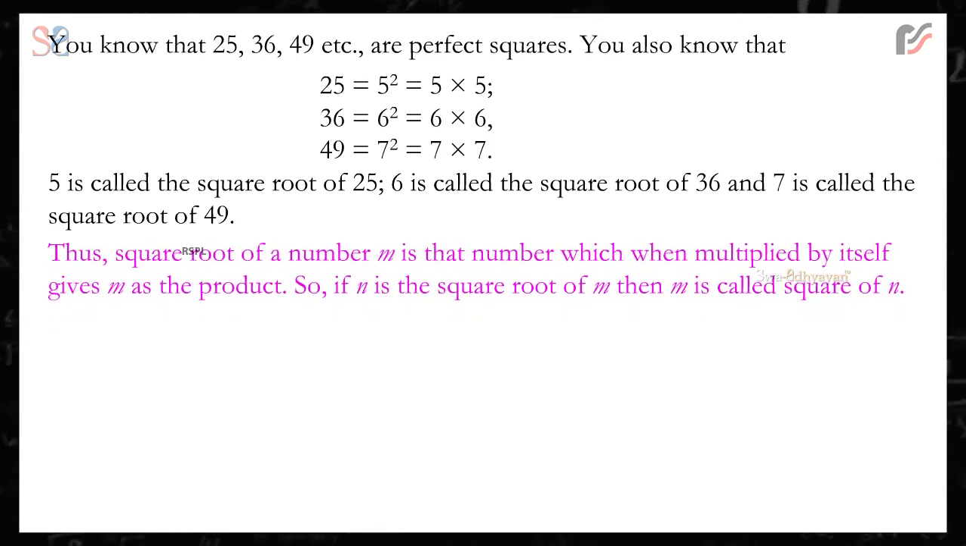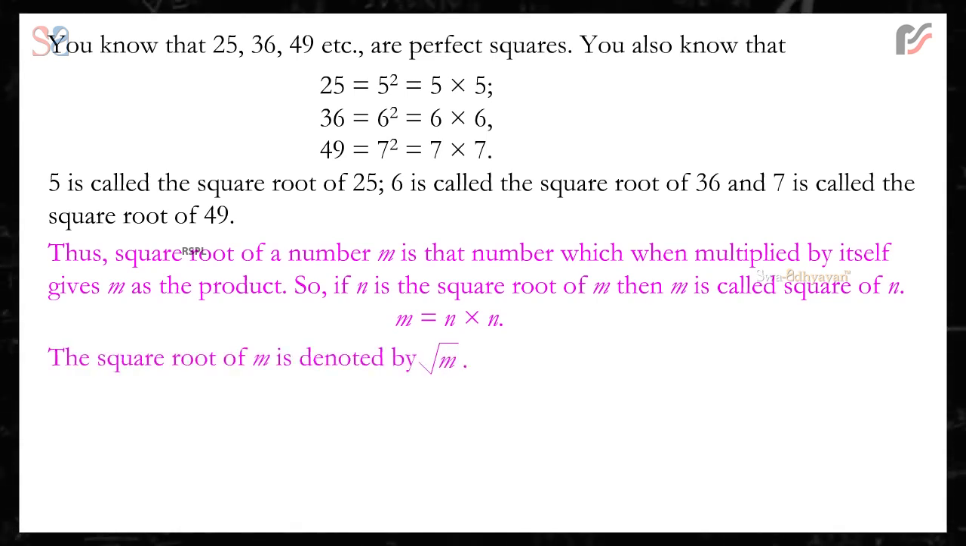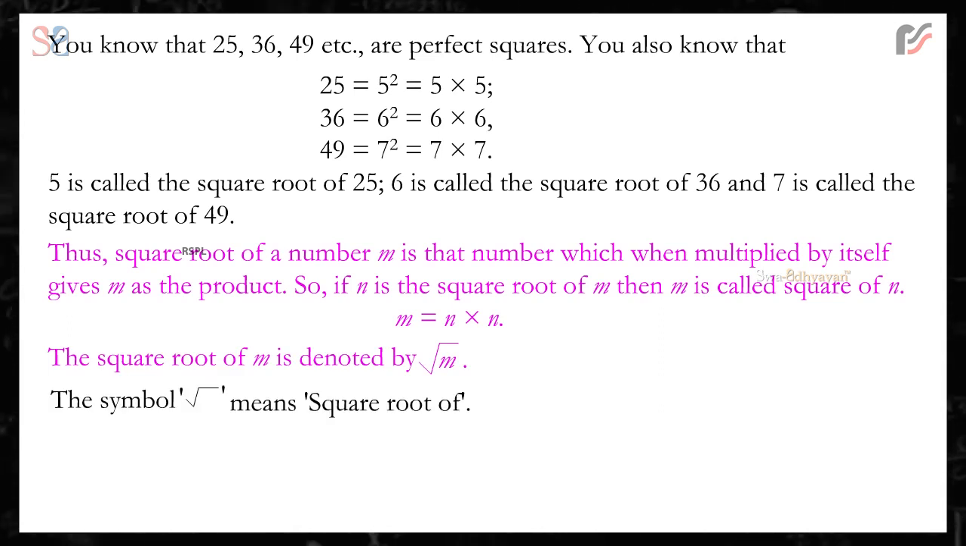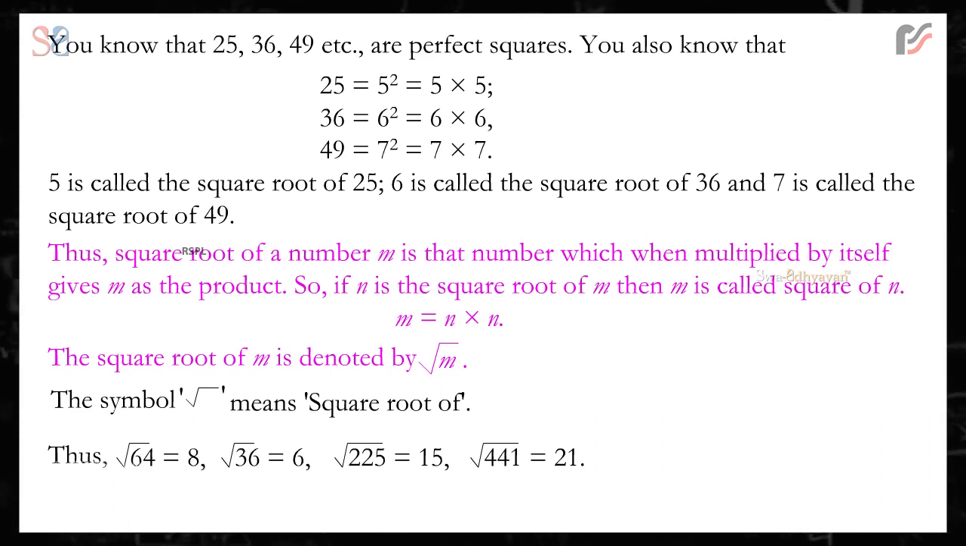Thus, the square root of a number m is that number which, when multiplied by itself, gives m as the product. So, if n is the square root of m, then m is called the square of n. m is equal to n multiplied by n. The square root of m is denoted by root of m. The symbol means square root of. Thus, square root of 64 is equal to 8. Square root of 36 is equal to 6. Square root of 225 is equal to 15. Square root of 441 is equal to 21.